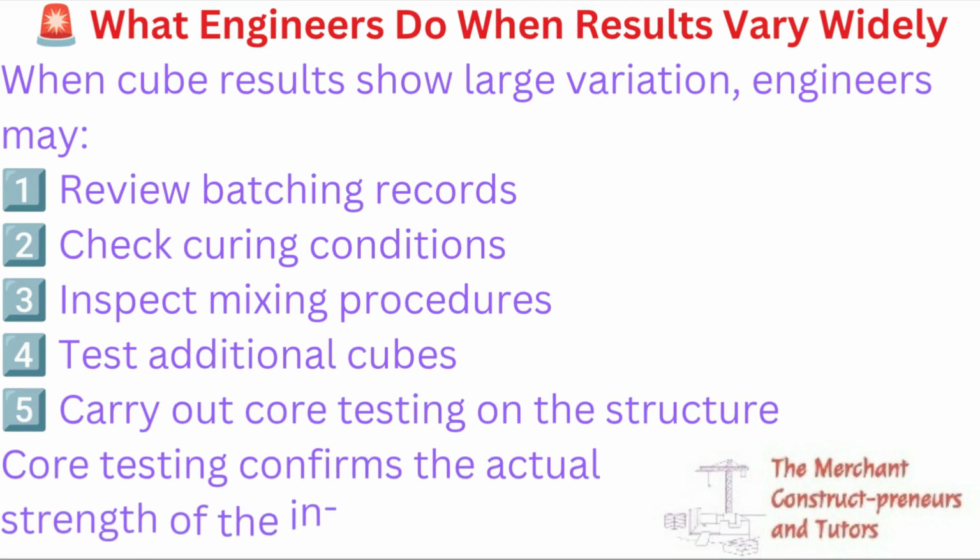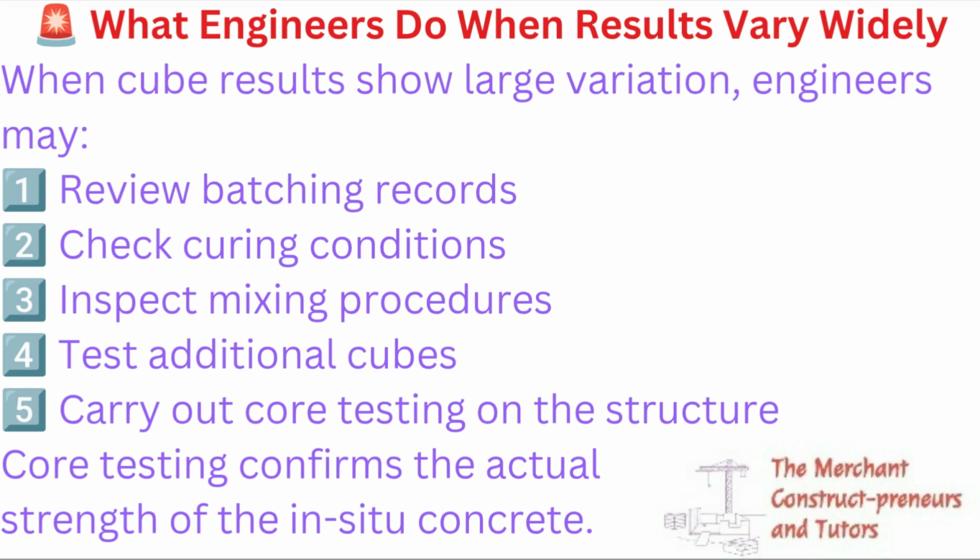So what do engineers do when results vary widely? When cube results show large variation, engineers may: one, review batching records, check curing conditions, inspect mixing procedures, test additional cubes, carry out core testing on the structure. Core testing confirms the actual strength of the in-situ concrete.